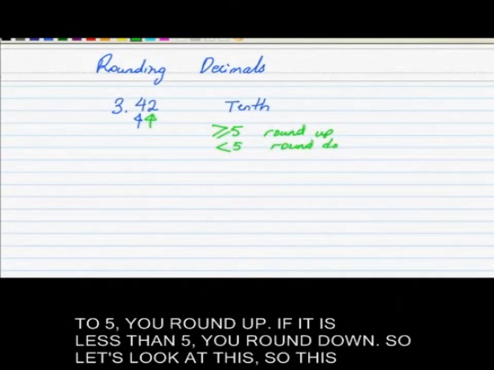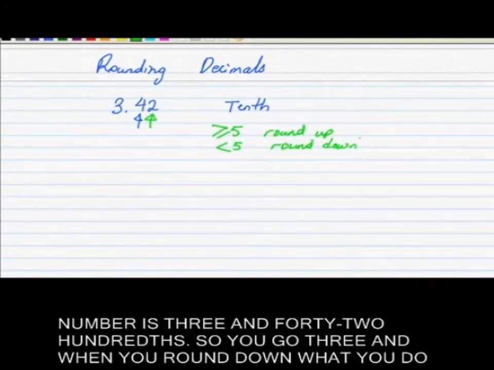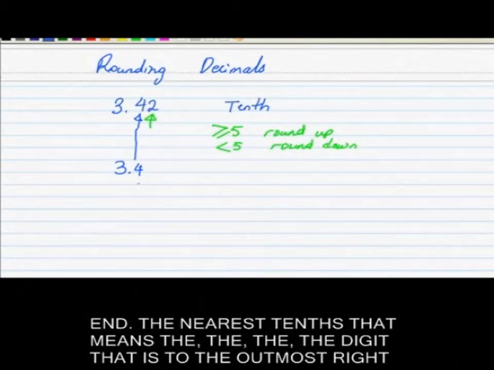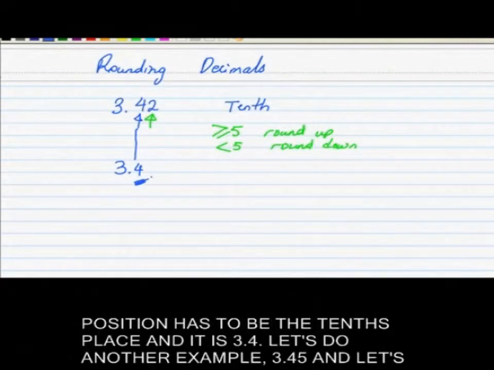So let's look at this. This number is 3 and 42 hundredths. So you go 3 and, when you round down, you keep the digit, which is 4. Since the next digit is less than 5, and this is where you end at the nearest tenth, the rightmost digit has to be in the tenth place, and it is 3.4.